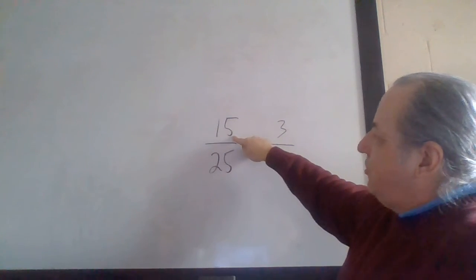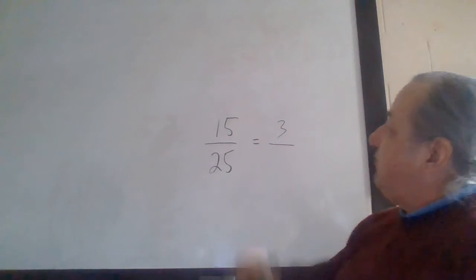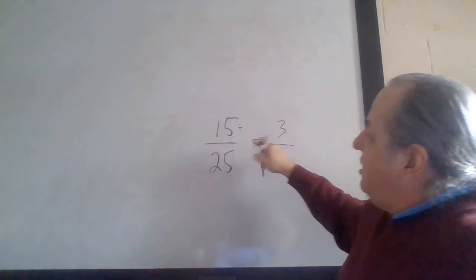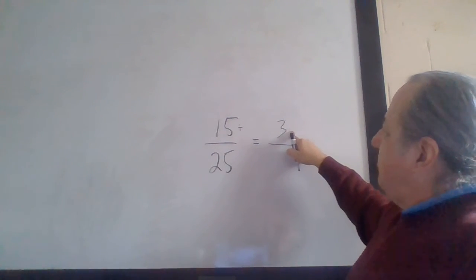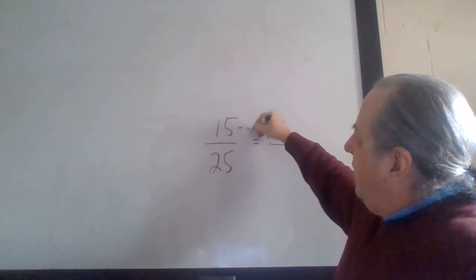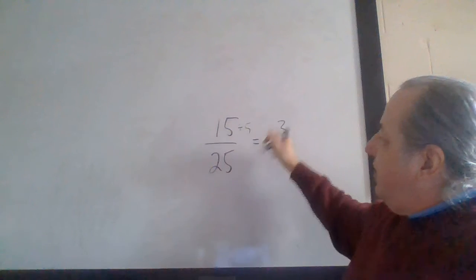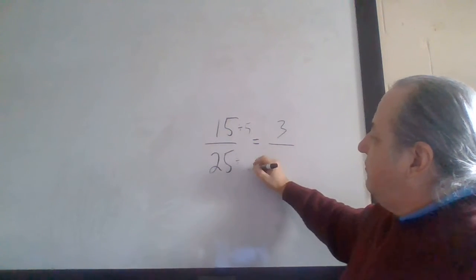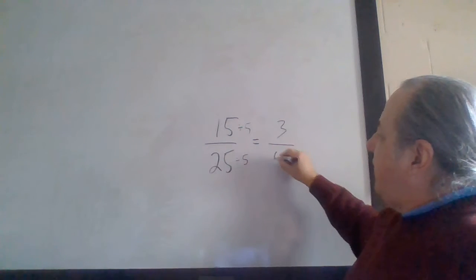So I can't ask the question 15 times what gets 3, that would be a fraction. I have to ask the question 15 divided by what number equals 3. And hopefully that's readily apparent. 15 divided by 5 equals 3. So if I divide the numerator by 5, I also have to divide the denominator by 5, and 25 divided by 5 is 5.